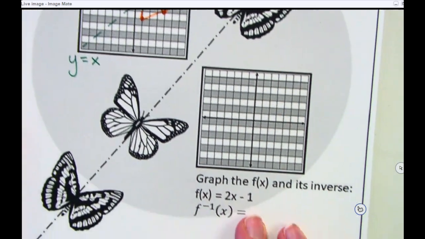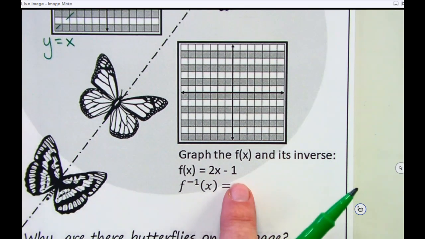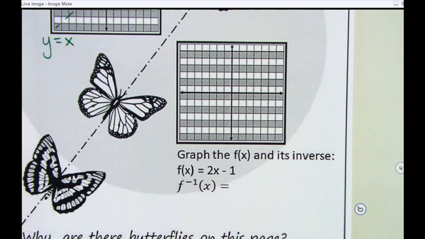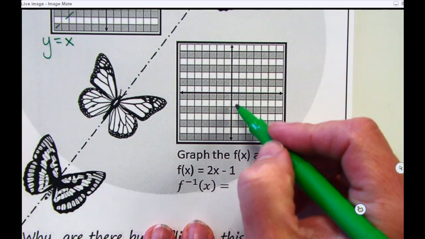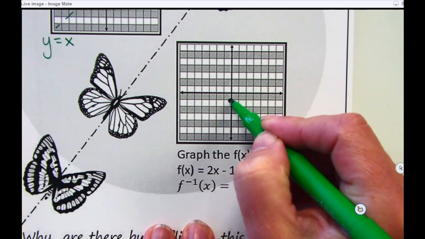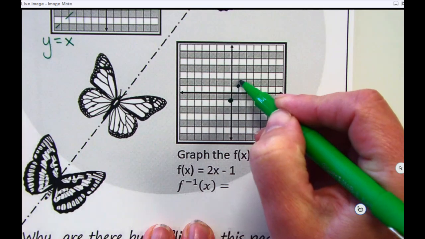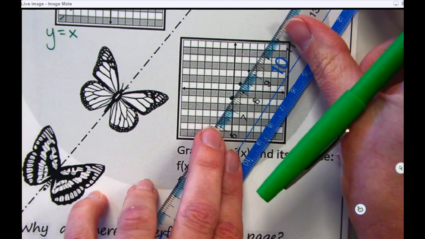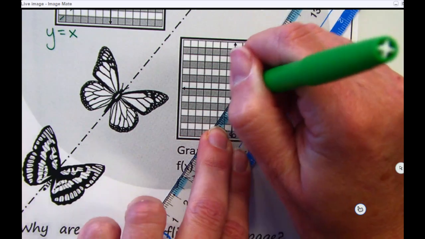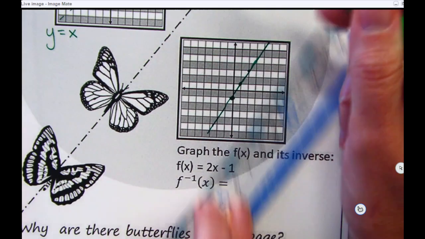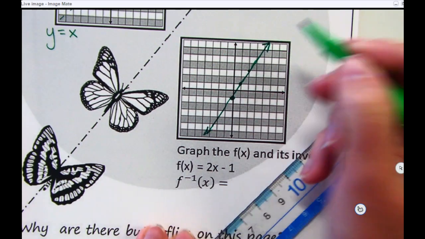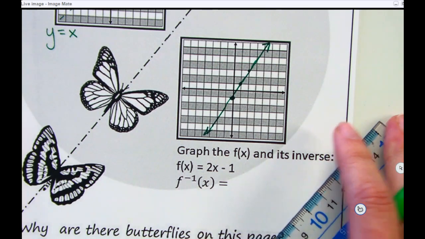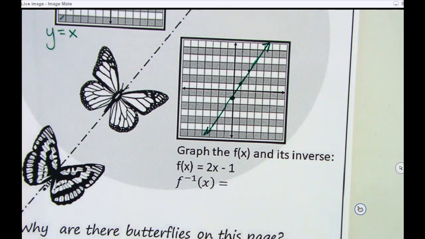Let's graph this line down here. Do me a favor, graph the line. It says graph f of x and its inverse. You can graph f of x. Some of you are finishing up, so I'll give you a second longer.